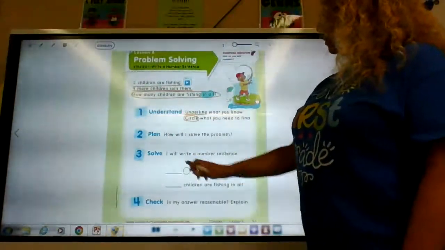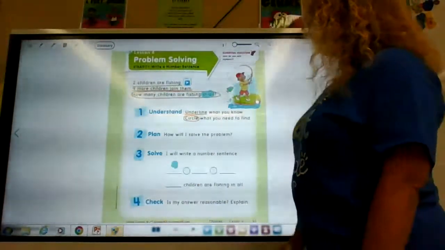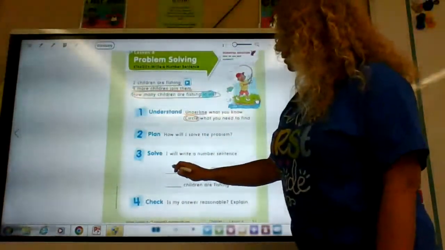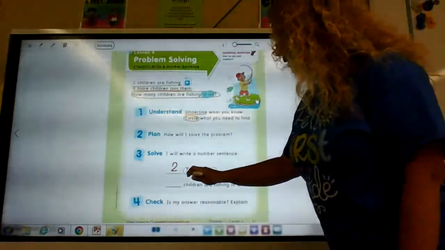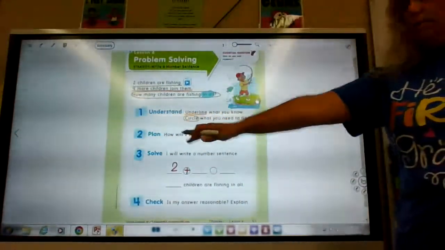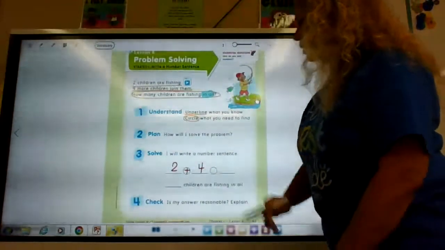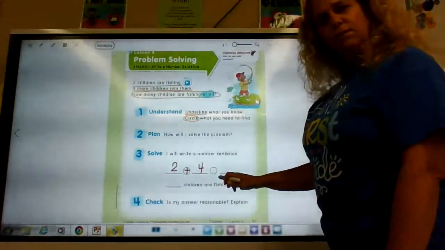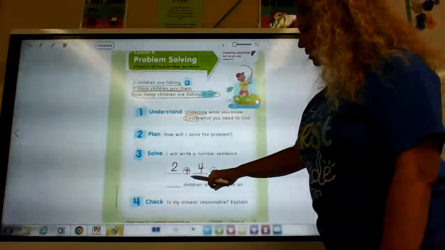Okay. So this is what we know. We're going to trace it on our paper. We know there were 2 children. There we go. We know that 2 children are fishing. Plus, we need to put our plus in there. Straight down, straight across. Plus. Okay. And then 4 more children join them. So 4. And then what's the symbol in here? Right, equals. So 2 plus 4 equals. Oops, I didn't do that very well.